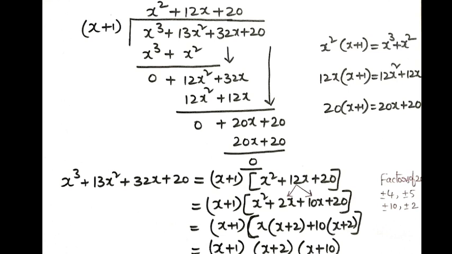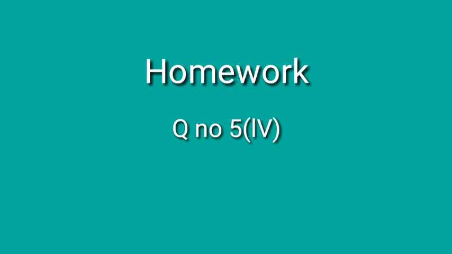So, to factorize any cubic polynomial, first by trial method we will find one linear factor. Then with this linear factor we will divide the given polynomial by long division method. Then we will get two more factors. Fourth one is homework. All of you solve these questions in your maths copy.